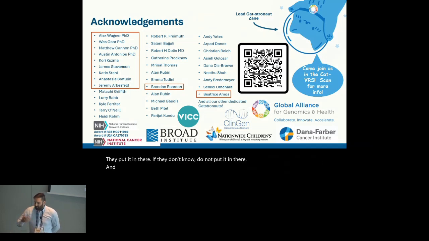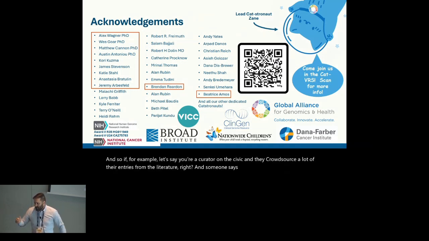So if, for example, you're a curator on CIViC and they crowdsource a lot of their entries from the literature, and someone says, in conclusion, BRAF mutations are associated with blah. If the author didn't tell you what they mean by BRAF, you assume that means a gene. We don't know if they mean the coding sequence, or the whole thing, or the thing according to Ensembl ten years ago or this year. So you're just going to tell us the knowledge you know, and hopefully not the knowledge you're having to make up.